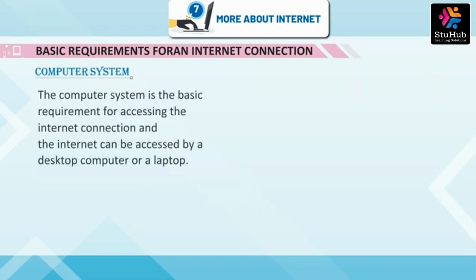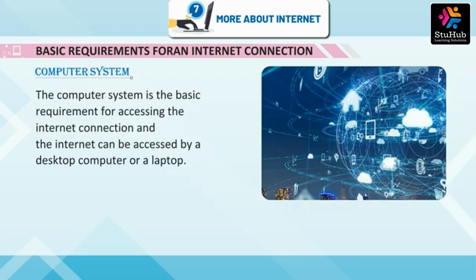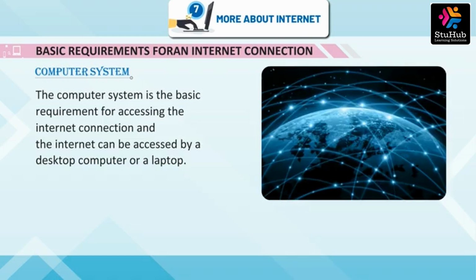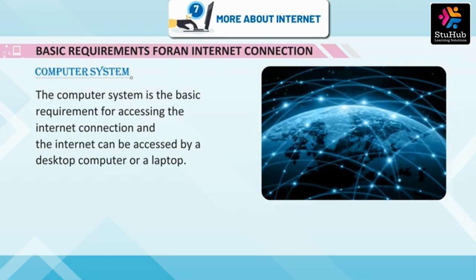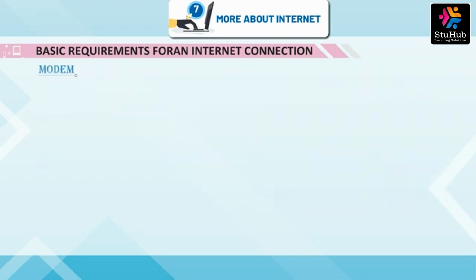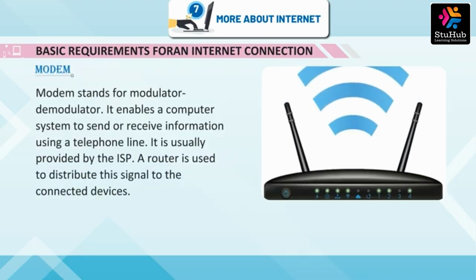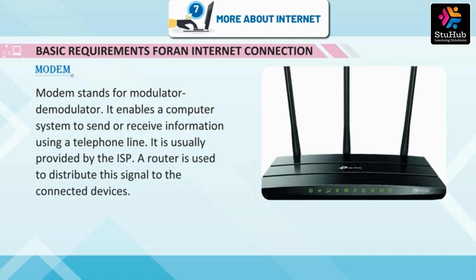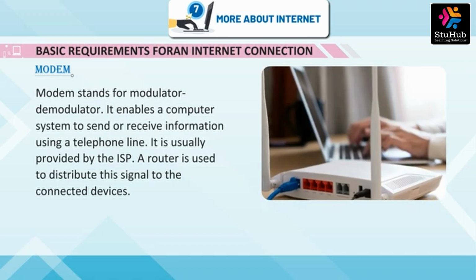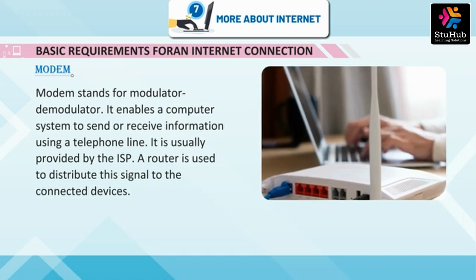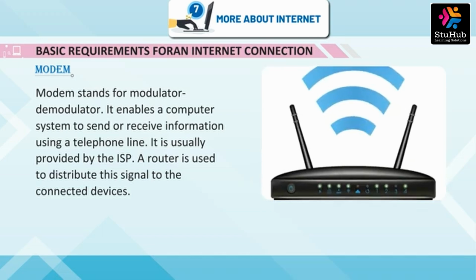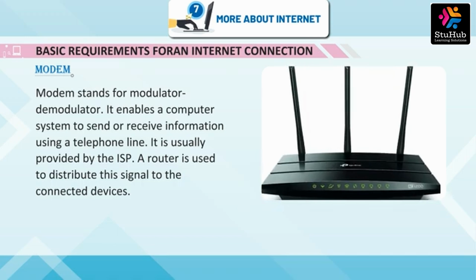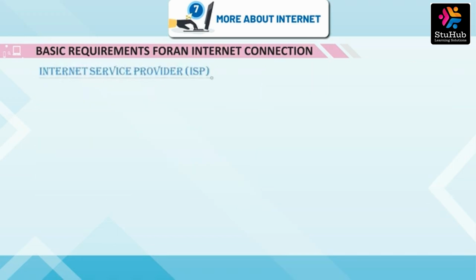Computer system. The computer system is the basic requirement for accessing the Internet connection, and the Internet can be accessed by a desktop computer or a laptop. Modem. Modem stands for modulator, demodulator. It enables a computer system to send or receive information using a telephone line. It is usually provided by the ISP. A router is used to distribute this signal to the connected devices.